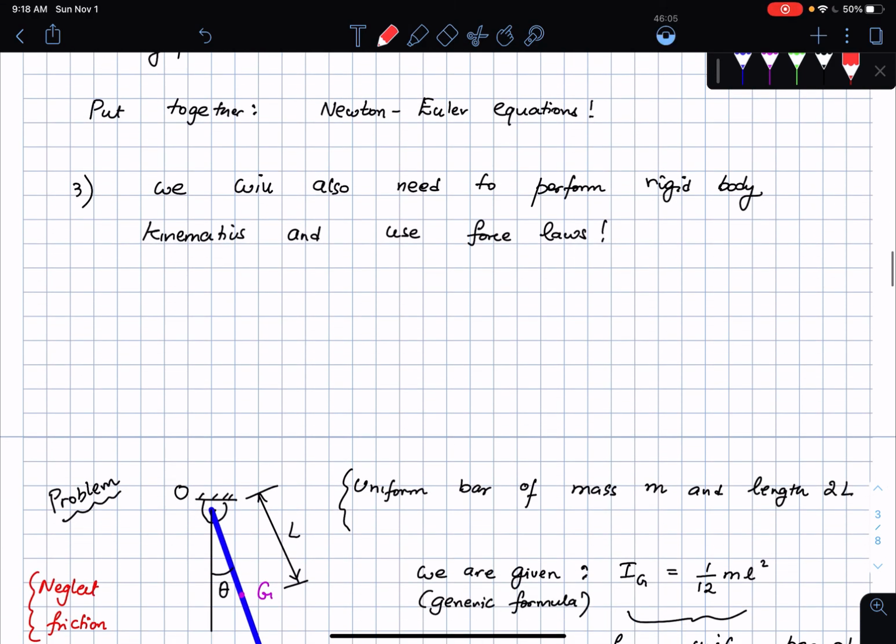And then we also need to perform rigid body kinematics, which is why we did kinematics in the first place. Okay, and then some force laws if you have friction, or if you have springs, if you have rolling without slip, and so on. Okay, so we need to have those kinds of force laws as well coming into play, which we will do in future problems.